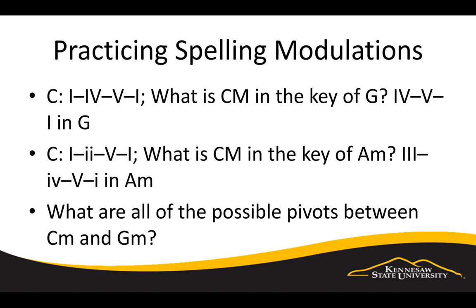What are all the possible pivots between C minor and G minor? Okay, so what we could do here is go up the scale of C minor and see what are all the chords that could also fit into the G minor scale. So C minor would be minor 4. A D diminished triad would not fit in G minor. E flat major would fit in G minor. F minor, nope, has an A flat in it. That would not fit in G minor. And then a G major chord, nope. G minor has a B flat, not a B natural.